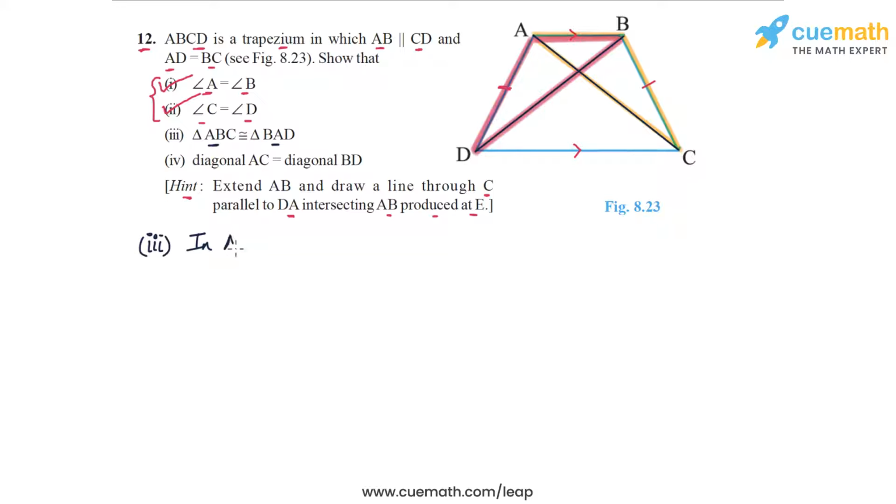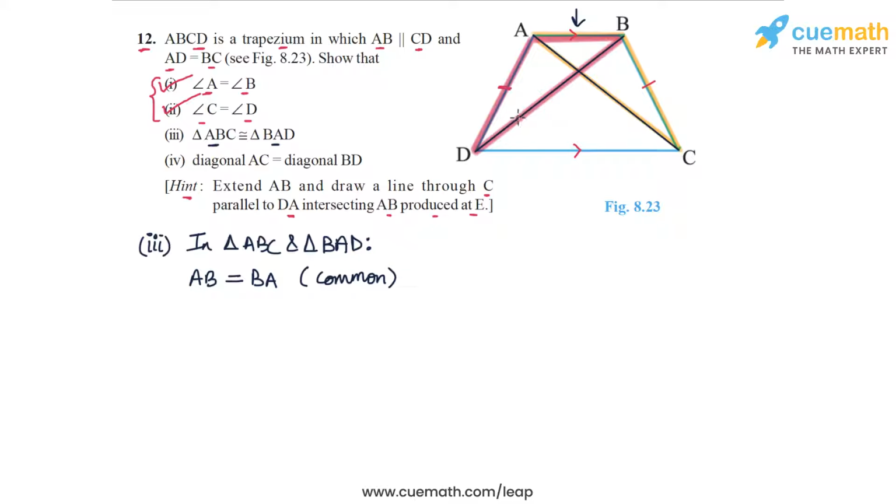So let's compare these 2 triangles. So in triangle ABC and triangle BAD, what are the corresponding parts which are equal? Well, one of the sides is common, AB is common to both, so we can write AB from triangle ABC and BA from triangle BAD. I'm just following the order of the vertices. So AB is equal to BA, this is common.